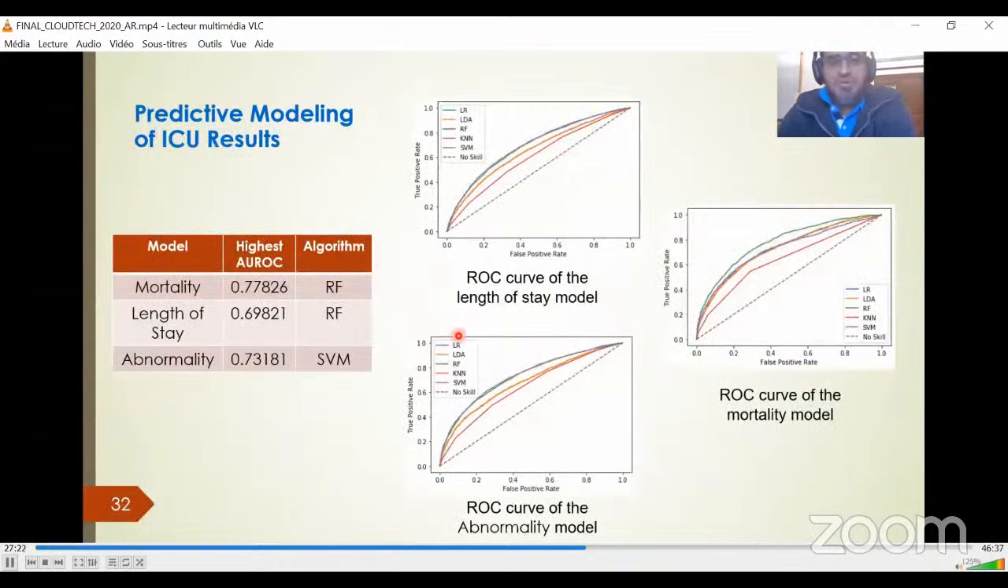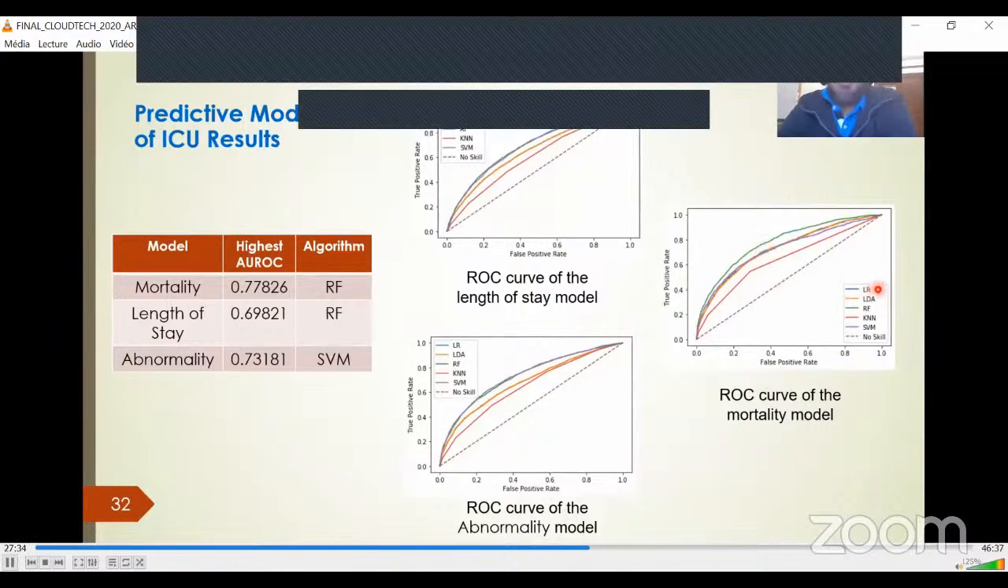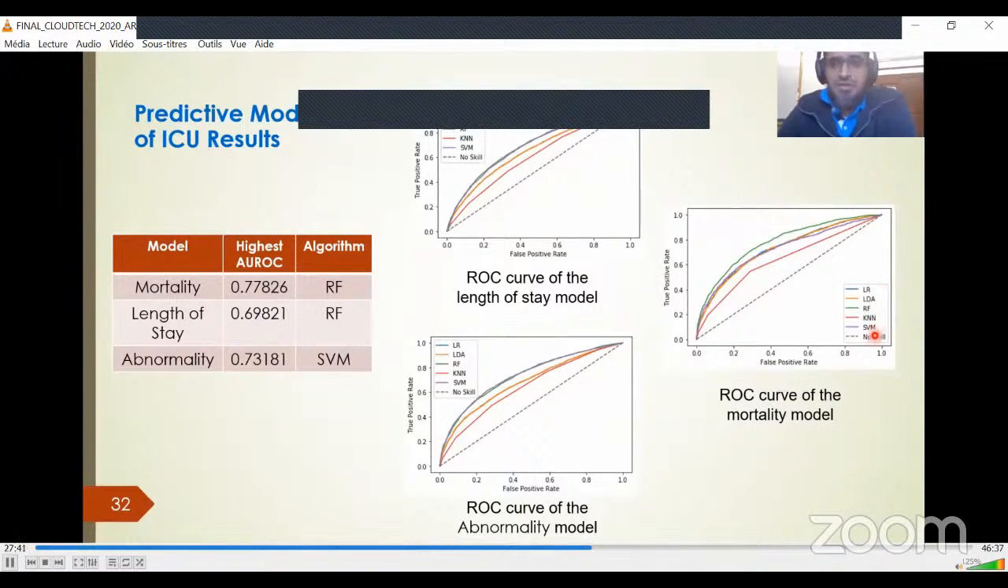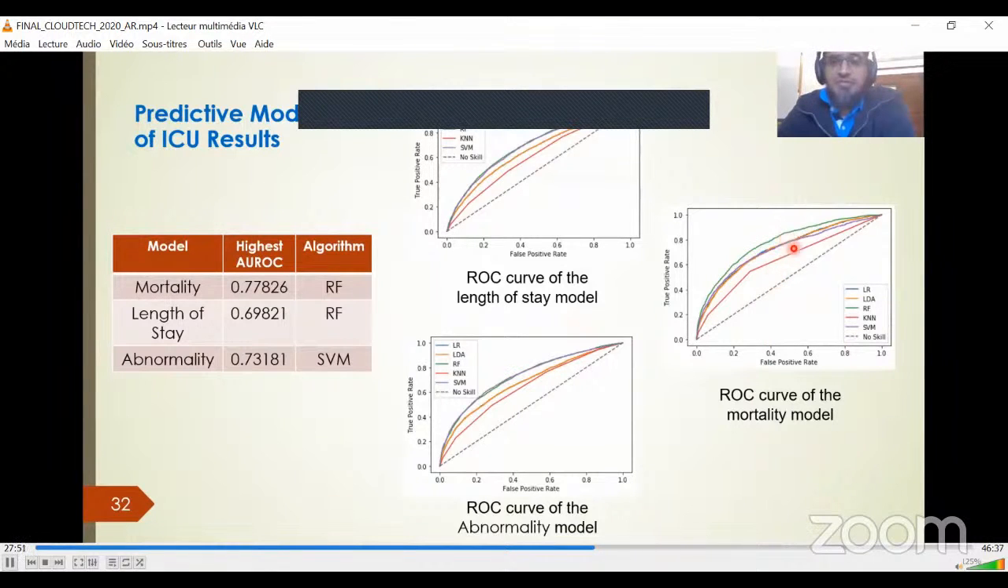And this is the result using the ROC curve. You can see here the relation between the false positive and the true positive rate, and you can see the performance of each machine learning algorithm. We use logistic regression, linear discriminant analysis, random forest, k-nearest neighbors, and support vector machine algorithms. And from the figure, you can see that the RF is the best. And here the score using the accuracy and the ROC.